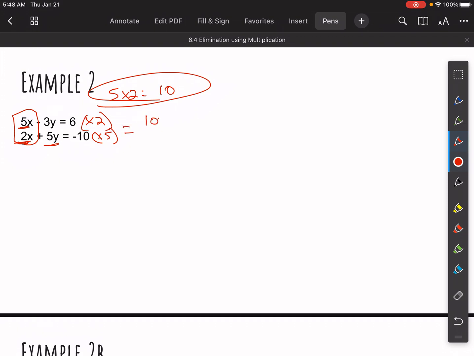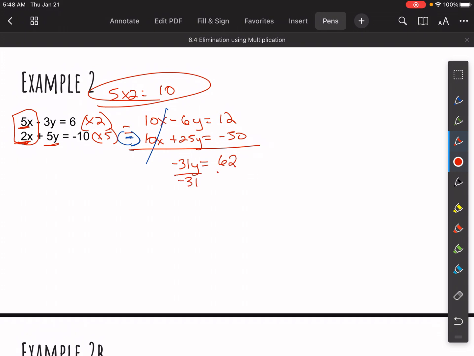If I do that, I get 10x minus 6y equals 12. And then for the second equation, I get 10x plus 25y equals negative 50. Okay, I'm going to subtract because the signs are the same. When I subtract, this goes away. Negative 6 minus 25 gives me negative 31, I believe, y. And then 12 minus negative 50 is actually positive 62. Divide both sides by negative 31. I get y is equal to negative 2.